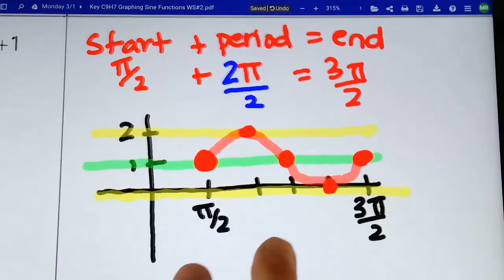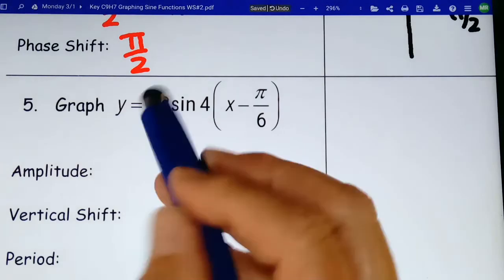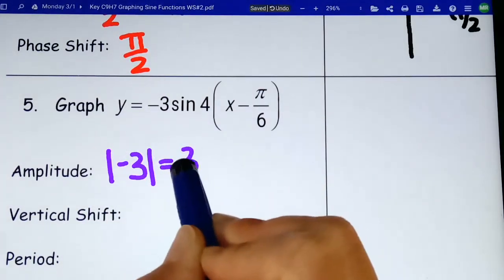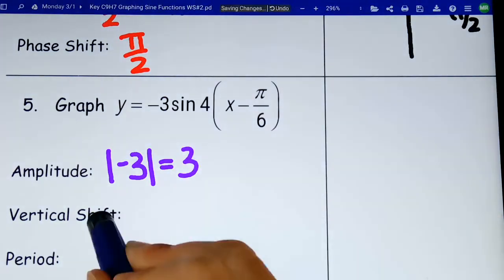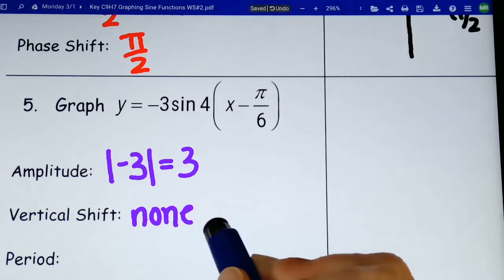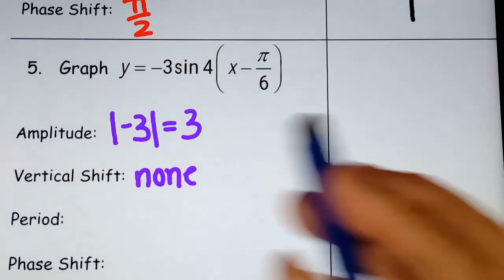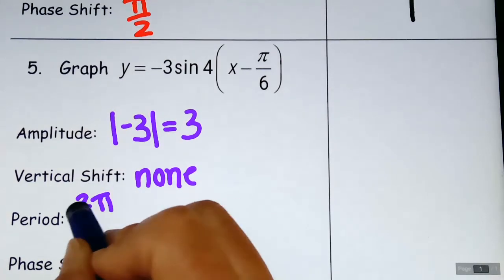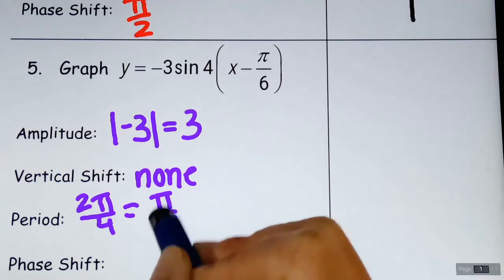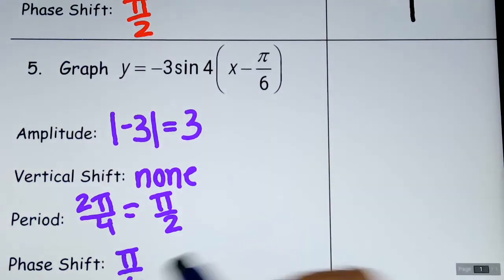Okay, so let's take a look at number 5. So on this one, my amplitude is the absolute value of -3, which is 3. So I'm going to be going 3 up and 3 down. My vertical shift, there is none because there's no plus or minus at the end. My period, I'm going to take this 4, which is my B, and go 2 pi over 4, which is pi halves. And then my phase shift is what makes this 0, which is pi 6.